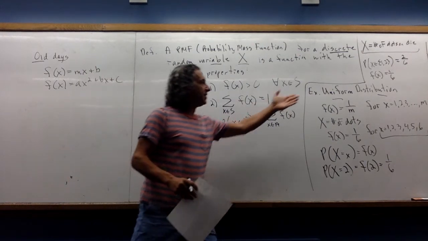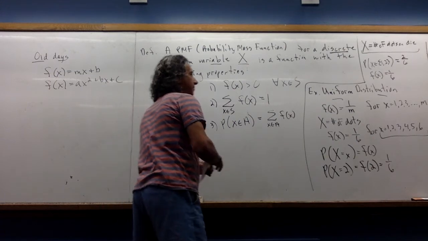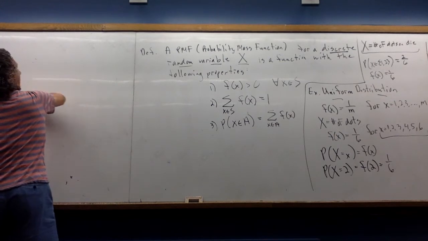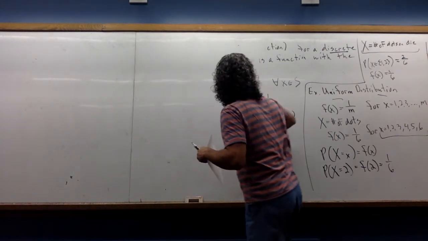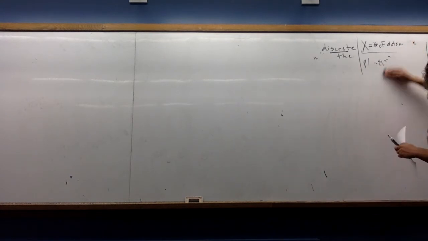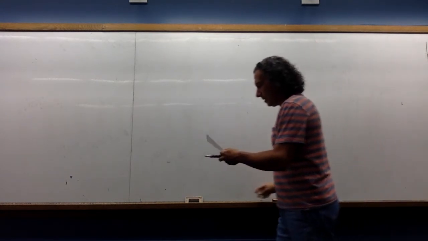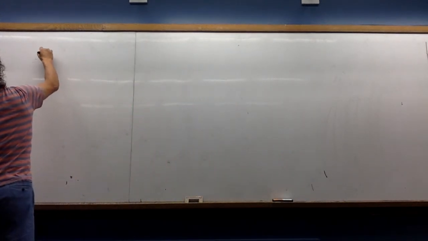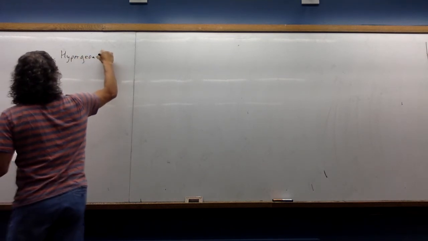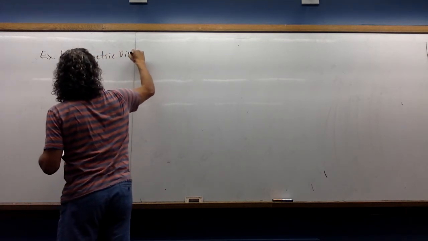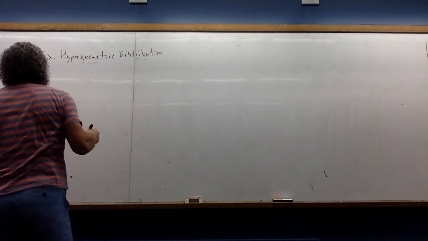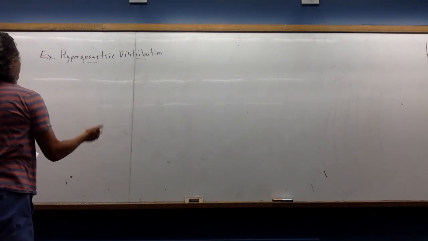All right, so that's the first PMF. I want to introduce a second PMF. Over the next several lectures, we're going to be looking at different functions that can represent different types of probabilistic events. This next one is called the hypergeometric distribution, and we're going to find this formula through an example.